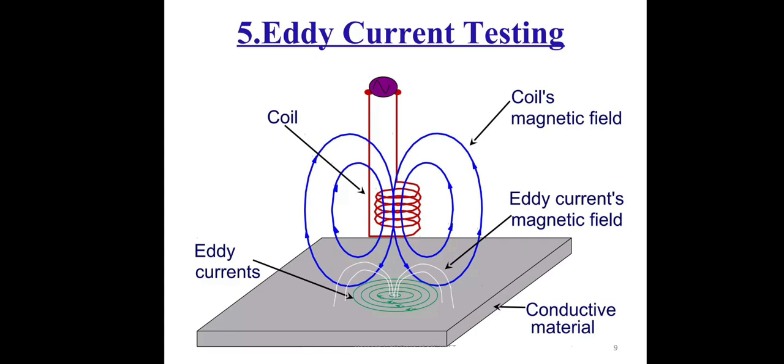Eddy current testing. Eddy current testing is an electromagnetic non-destructive testing technique. This method can be used only on electrically conducting materials. Eddy current testing is also known as inductive testing.